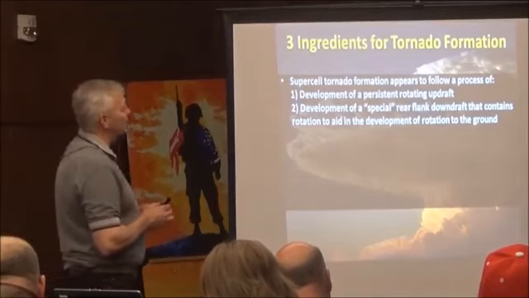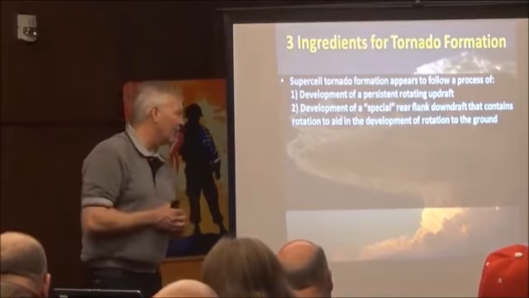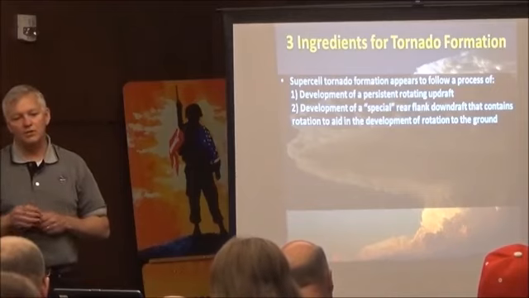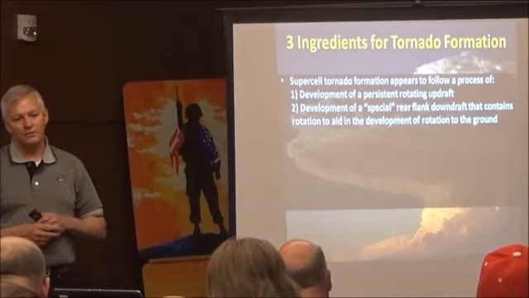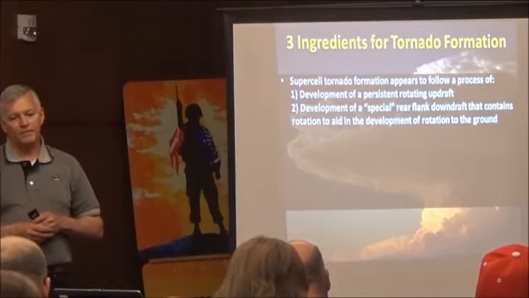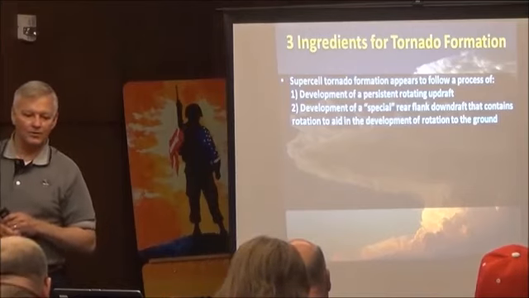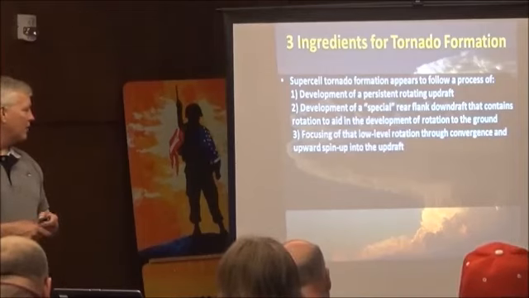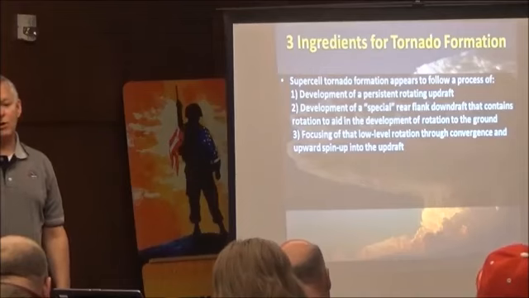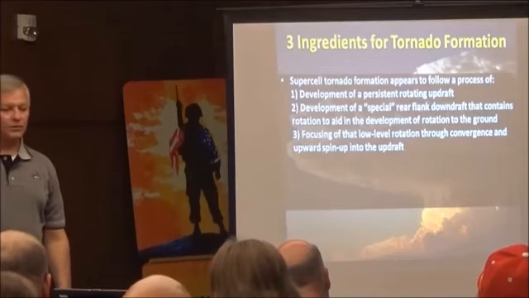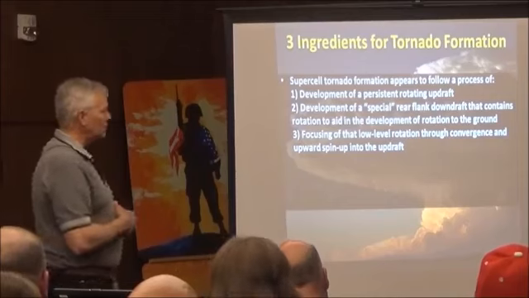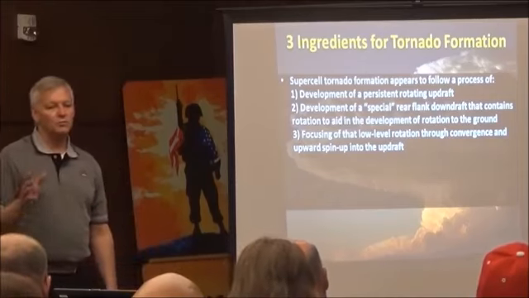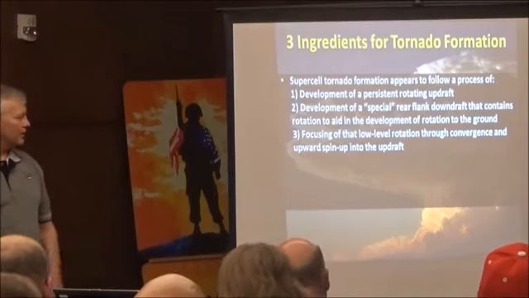Next is development of a special rear flank downdraft that contains rotation to aid in the development of the rotation downward toward the ground. So it's what we call the RFD, the rear flank downdraft. In our regular class, we talk about the downdraft, but we're talking about the forward flank downdraft. We just didn't give it the name there. So that's the downdraft you have with every storm, the forward flank. With supercells, you can get something called the rear flank downdraft.